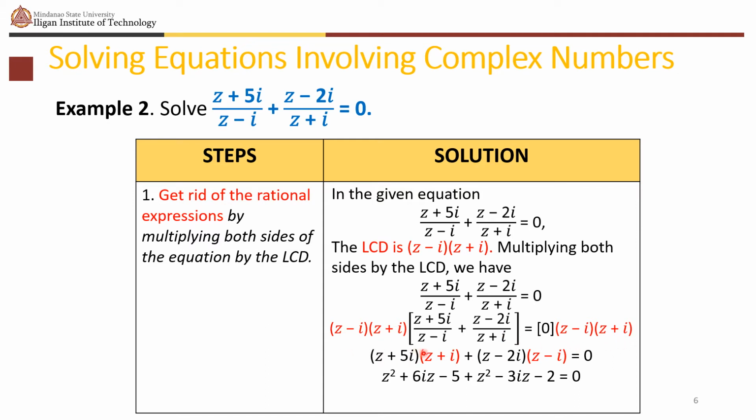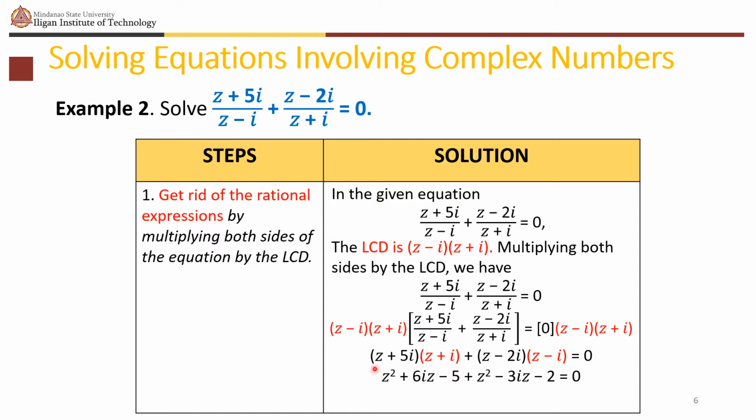z minus i cancels out with z minus i here. So we are left with z plus i times z plus 5i. Plus, again, we have z minus i times z plus i, but z plus i cancels out with z plus i here. So we have z minus i times z minus 2i, which is equal to 0 on the other side. Therefore, if we simplify this further, z times z gives us z squared.